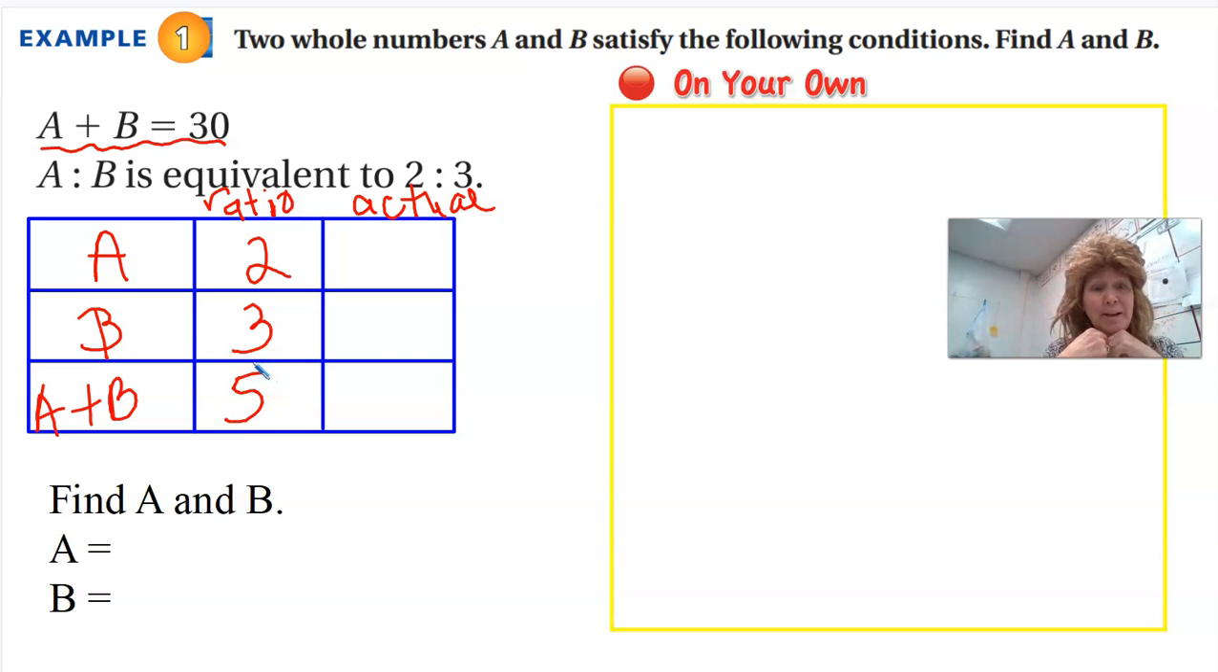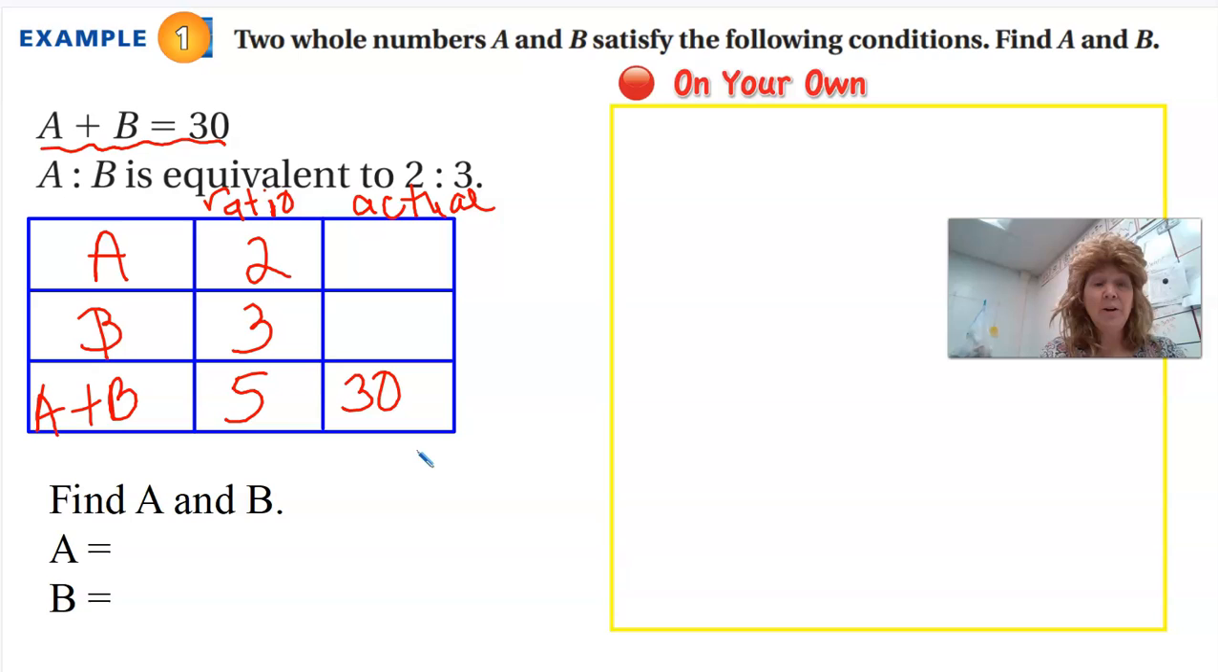So I'm picturing those tape diagrams and how I drew 2 boxes for A and 3 boxes for B, and we look at a total of 5 boxes. Now I just don't have a picture. It's all in a table. And then what did I tell you that A and B add up to? They add up to 30. So this is my actual numbers, right? This is the ratio numbers and this is the actual numbers.